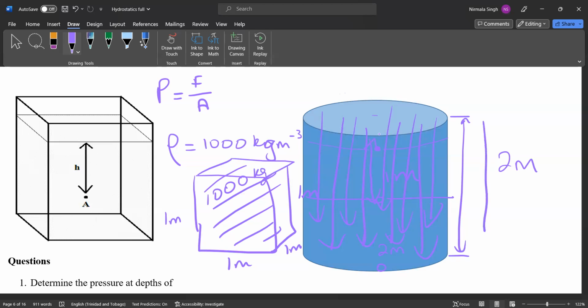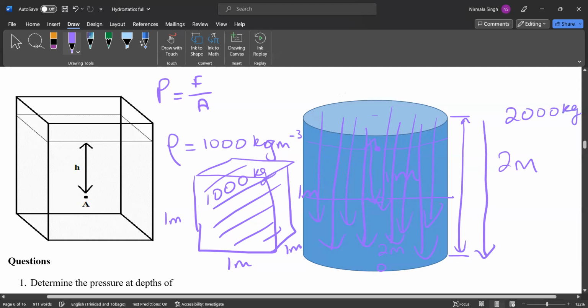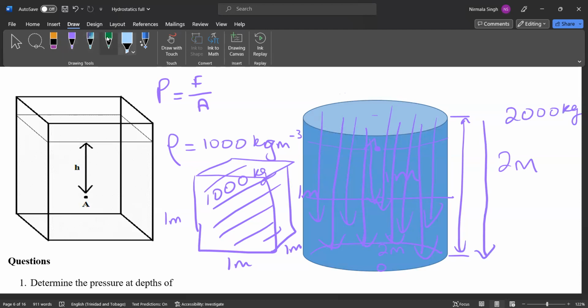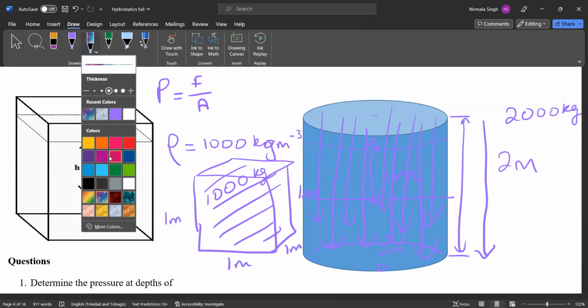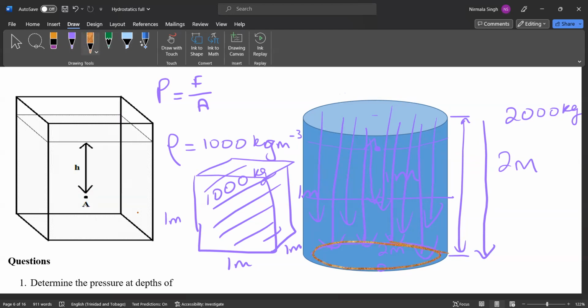So if you go down 2 meters, guess what? You now have 2,000 kilograms of water acting on the very bottom of this area. You now have on this base here 2,000 kilograms of water acting on it. That is how heavy water is. That is why water is so destructive, right? Because it's very easy to move, and it's very, very, very heavy.